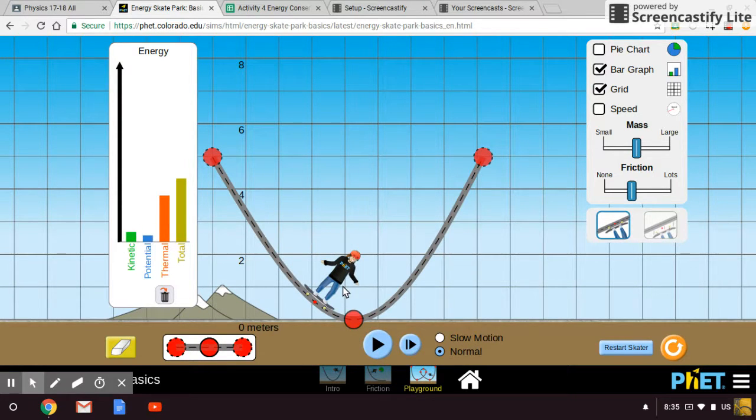Gradually she's slowing down because of friction, so her kinetic is going to get to zero, and eventually she's going to reach the bottom of the ramp at height zero, so no potential either. That means all of it has converted into thermal.